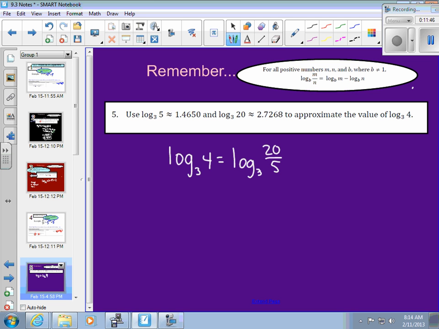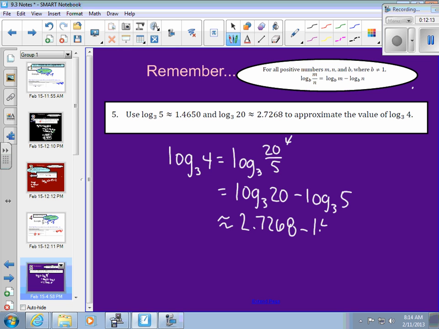Now, if it's a division problem like we have here, we know log, when we divide, is the same as subtracting these two logs. So we could write it as log base 3 of 20 minus log base 3 of 5. Using the approximations they gave us, now we could figure out the value. Log base 3 of 20 is equal to about 2.7268. Log base 3 of 5, they told us, is equal to about 1.4650. Subtracting, now we can get the approximate value. Subtract those out, and this is the approximate answer.